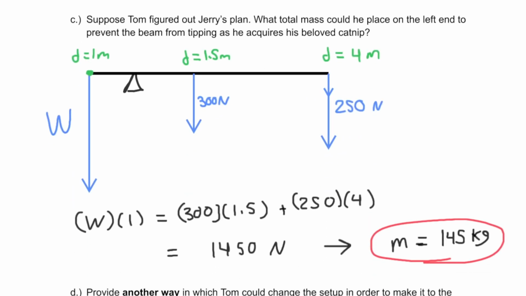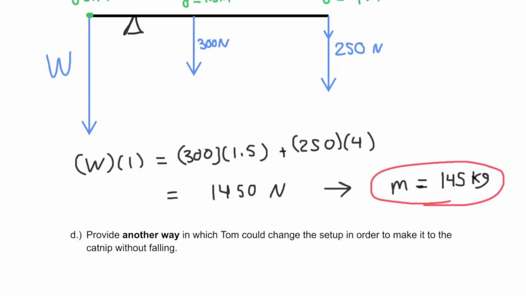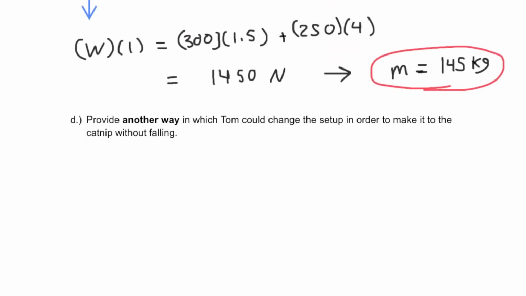But why would you ever do it this way? There's simpler ways that he could have gotten to the other edge. So assuming he couldn't just pull the entire beam to the other side, provide another way in which he could change the setup in order to make it without falling. Well, the simplest way is to move that pivot point.